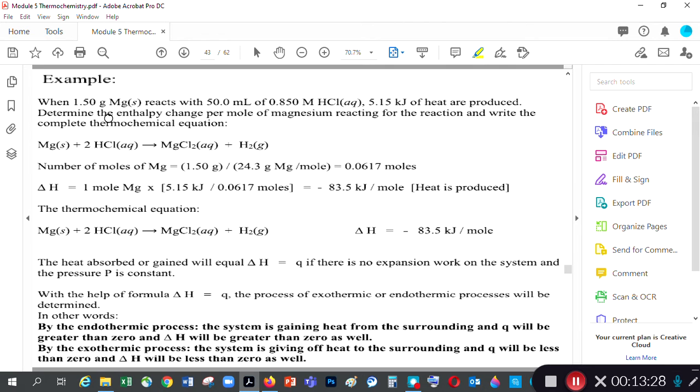When 1.50 gram magnesium reacts with 50.0 mL, correct? We have magnesium react with HCl to produce magnesium chloride and hydrogen gas, correct? Hydrogen goes up, bubbling up from the reaction. And if I have 1.50 gram of magnesium and I have an amount of HCl given to me, 50 mL, and the molarity of HCl 0.85, I get the heat equal to 5.5 kilojoule out of this single displacement reaction, which is part of redox reaction. And the question is to determine the enthalpy change per mole of magnesium reacting for the reaction, and write the complete thermochemical equation.